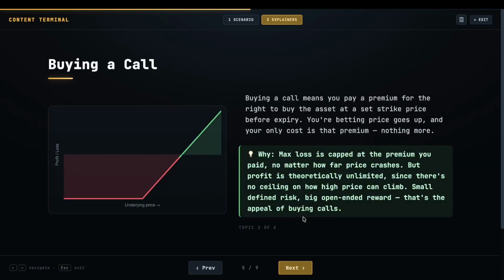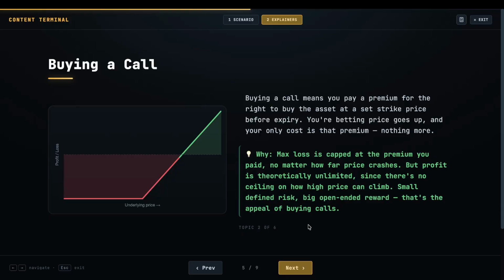Now the next step is we're going to look at the two types of options. It's either a call option or a put option. So first things first, it can go different ways. You can either buy a call or sell a call. We're going to first look at buying a call. So buying a call means you pay a premium for the right to buy an asset at a set strike price before the expiry. So you're betting that the price goes up, and your only cost is that premium, right?